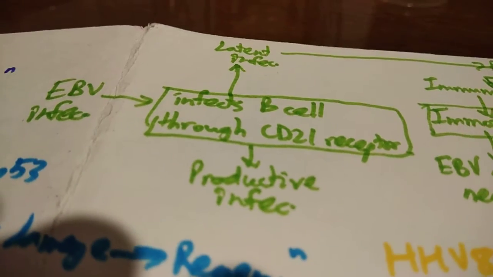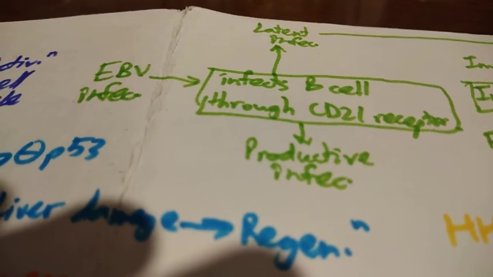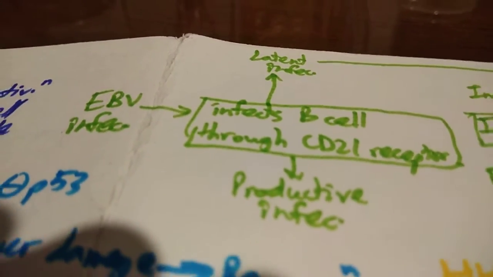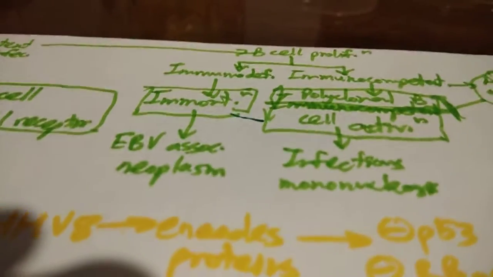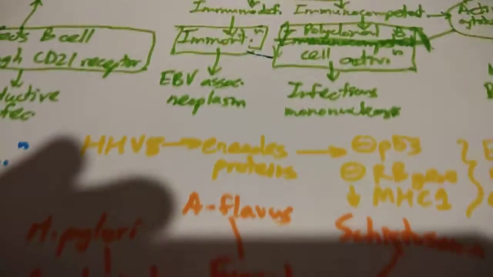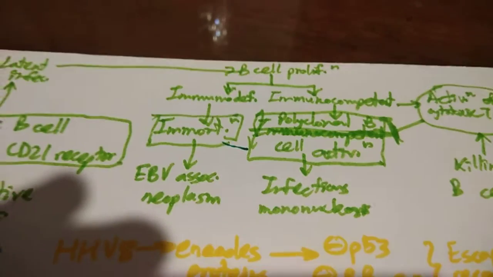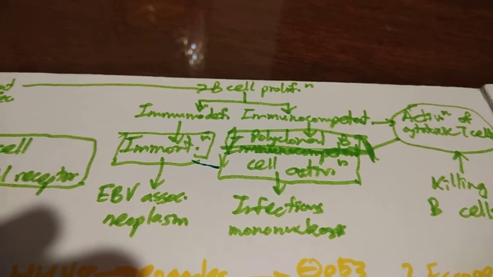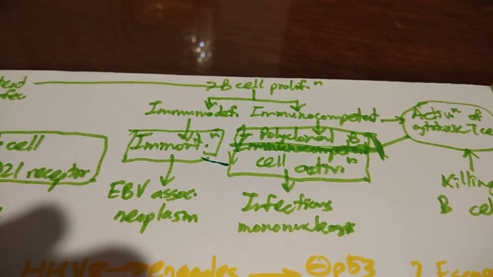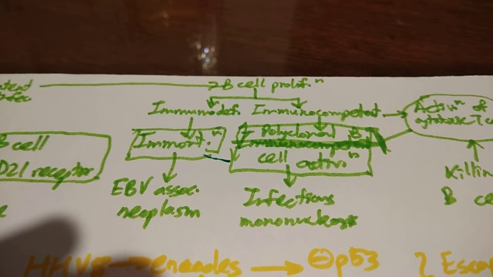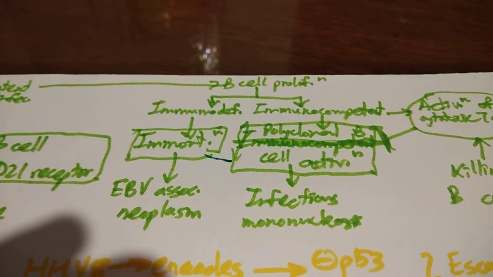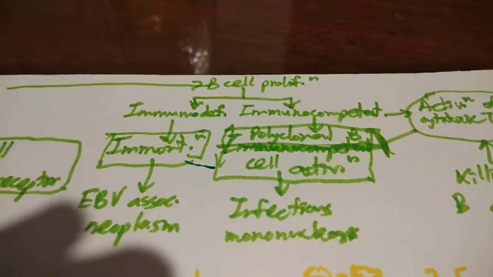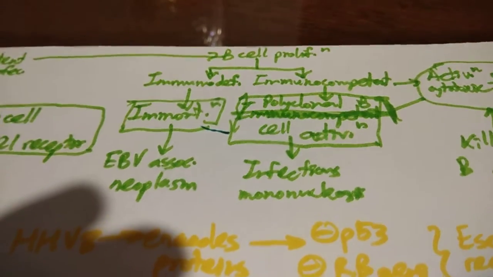So the Epstein-Barr virus infects B lymphocytes through the CD21 receptor. Now it can cause either a productive infection or a latent infection. It's that latent infection which causes B cell proliferation. Now, it can lead to either immunodeficiency or immunocompetency, two different states. With immunodeficiency, there's immortalization of these rapidly proliferating B cells, because there's nothing to keep them in check. So when there's uncontrolled cell replication of these B cells, it causes Epstein-Barr virus associated neoplasm.